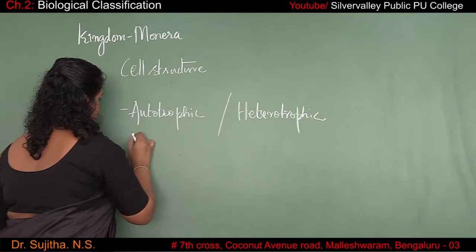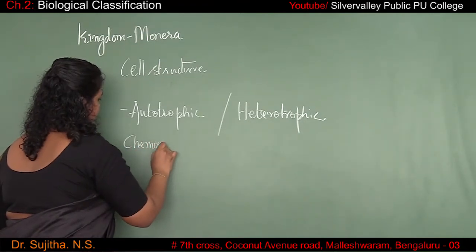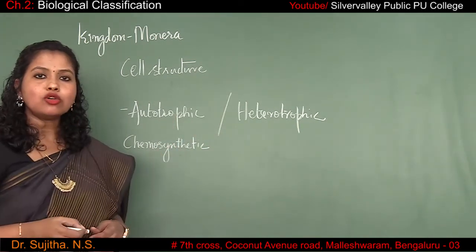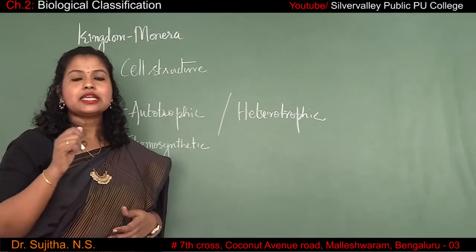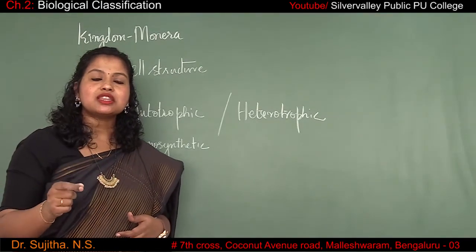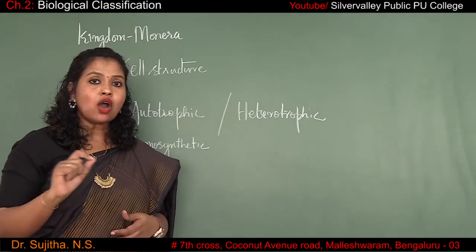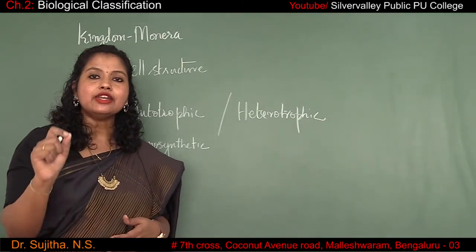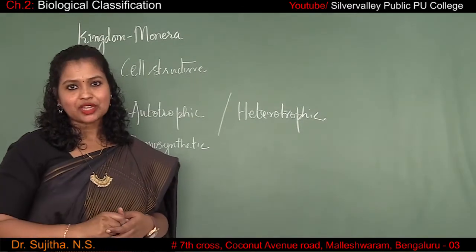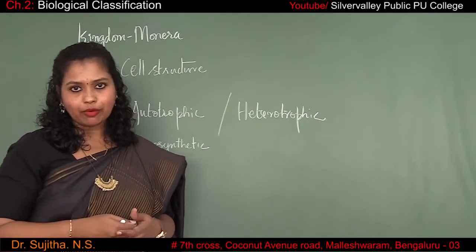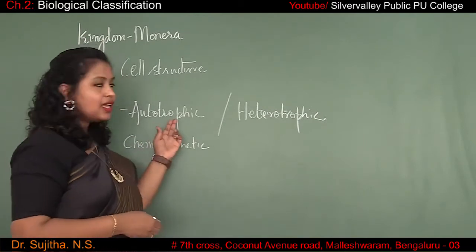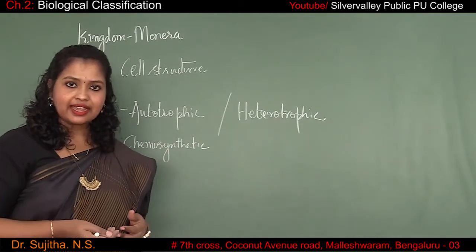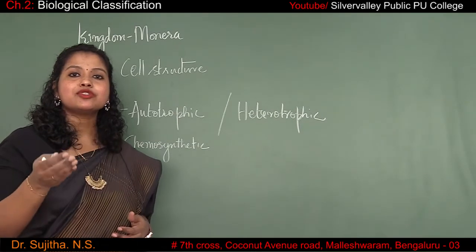The next one which comes under autotrophic is chemosynthetic. Here, chemosynthetic means they are able to synthesize their own food, but not with the help of chlorophyll, rather by breaking down the organic and inorganic compounds. That is how they obtain ATP in their body. So autotrophic means they make their own food, and chemosynthetic means they also prepare their own food. The difference lies in the presence and absence of chlorophyll.